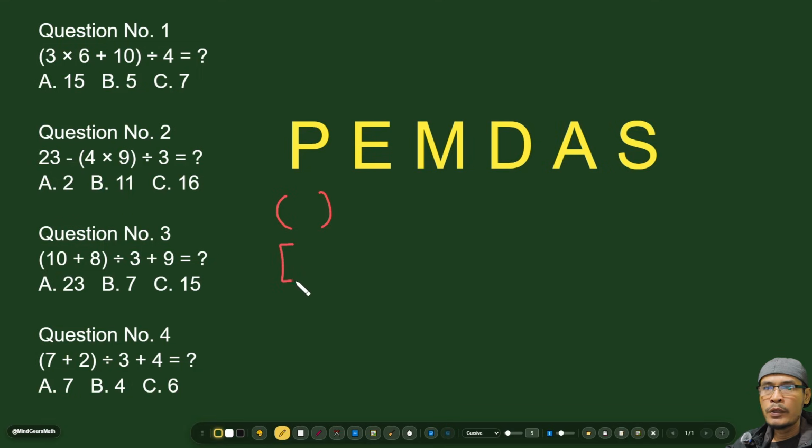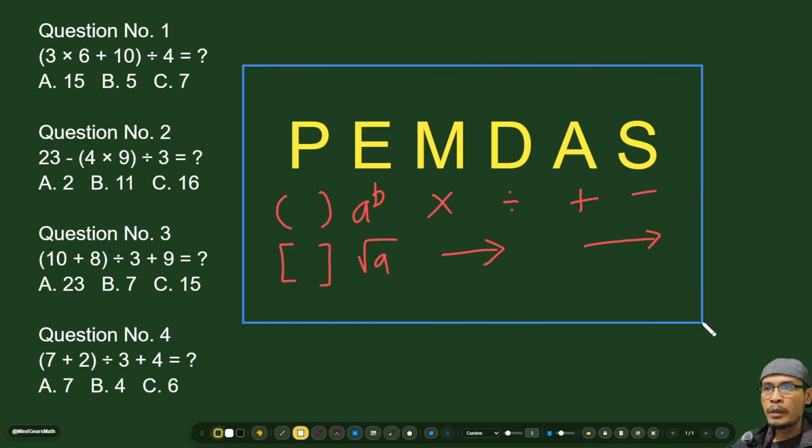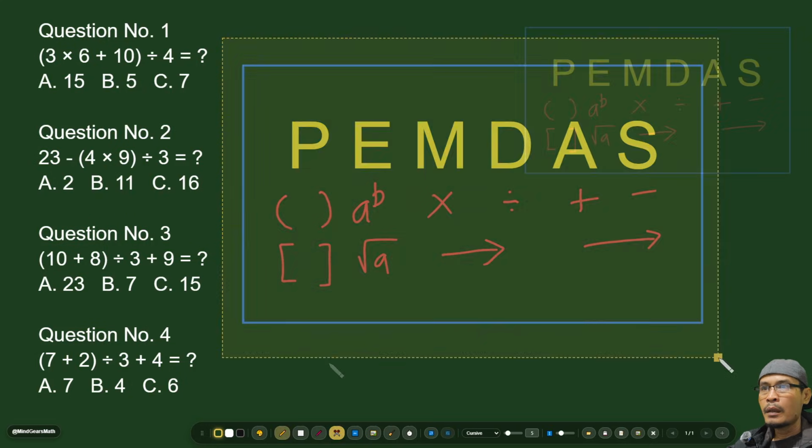P for parentheses, first. E, exponents, none today, we skip. M and D, multiplication and division or equal, left to right. A and S, addition and subtraction, same deal, left to right. Addition is not before subtraction.